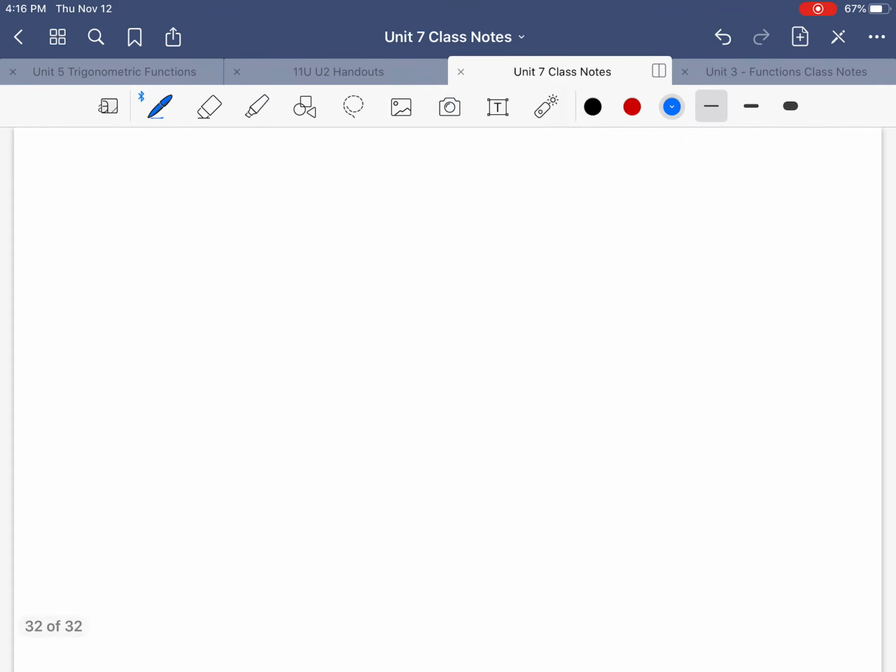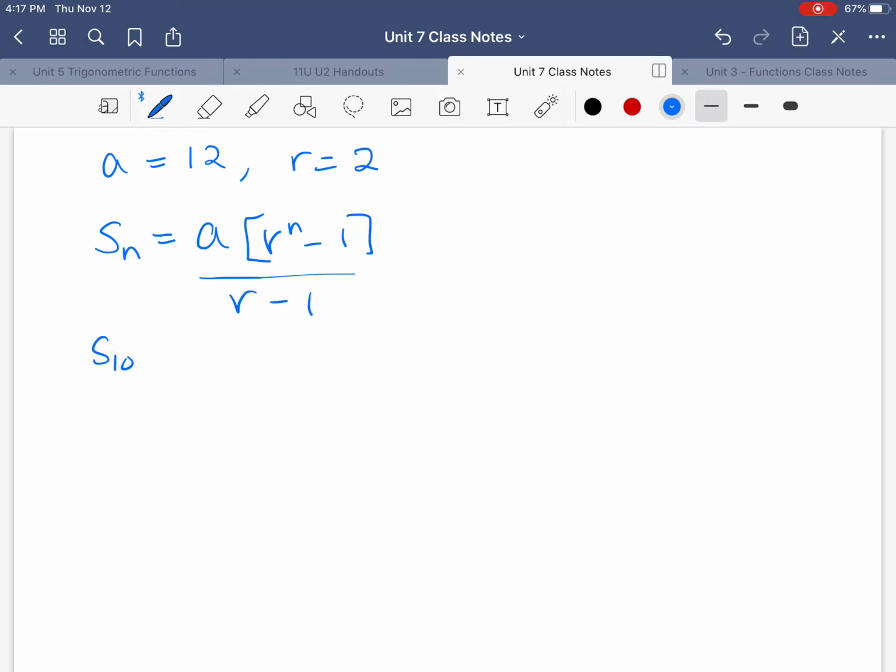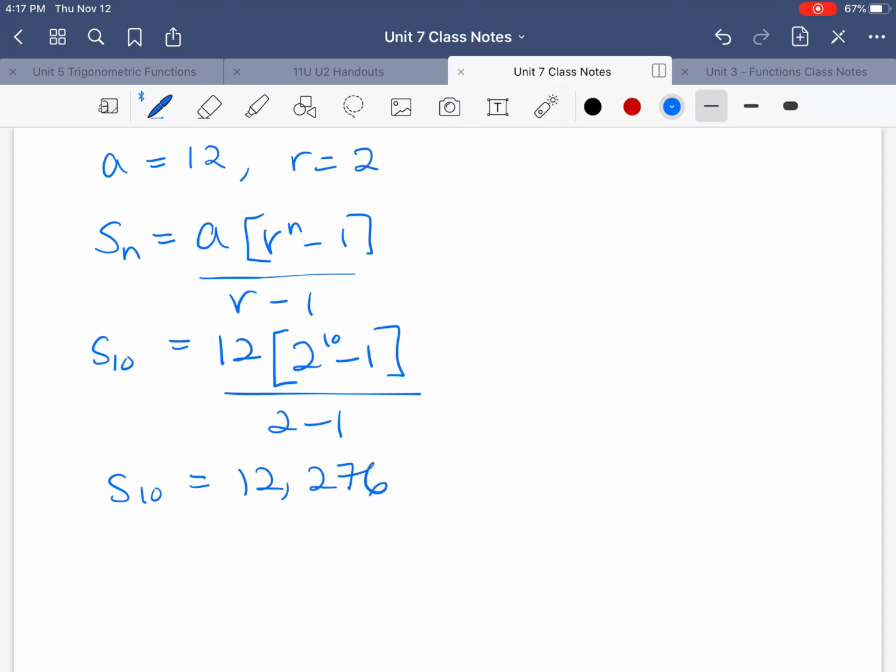So let's do that. Let's write down A: A is equal to 12, R is equal to 2, and we are asked to find the sum of a geometric series. So let's write down that formula as well, and we're asked to find it for the first 20 terms. You should get a final answer of 12,276.